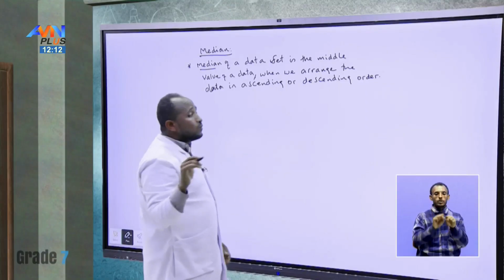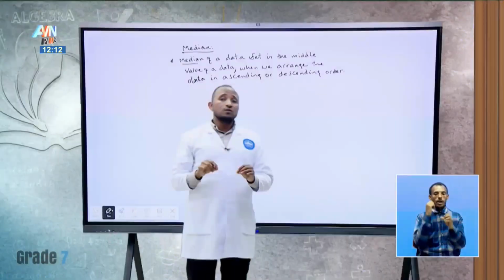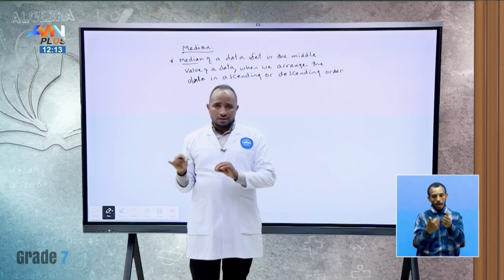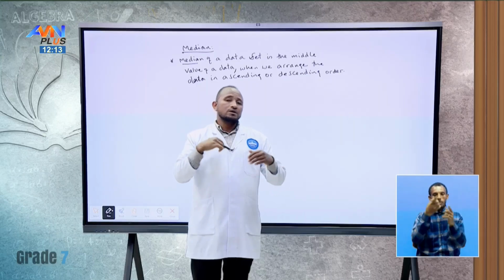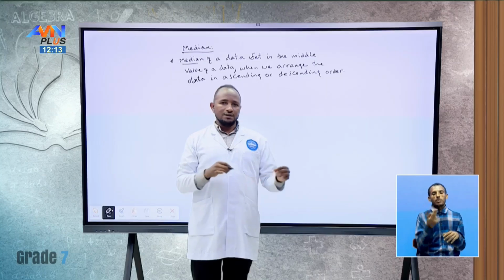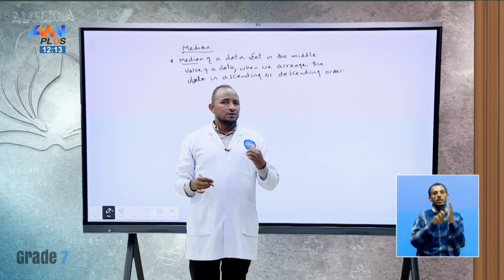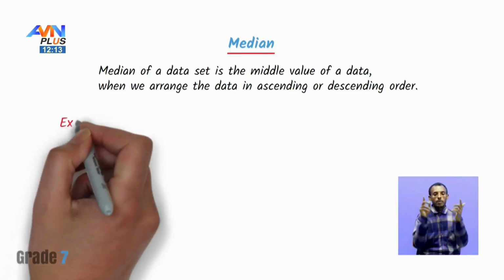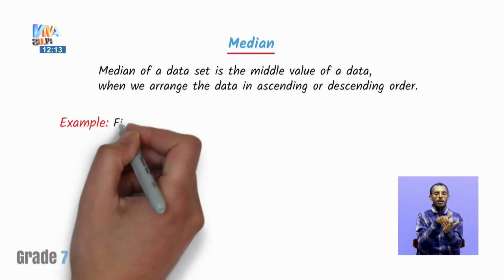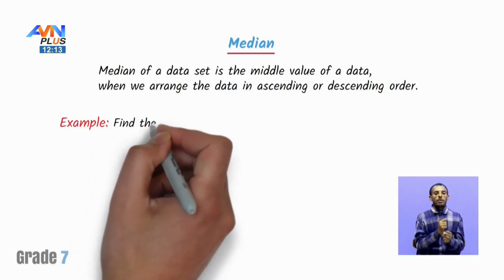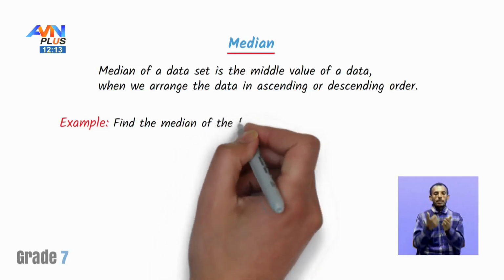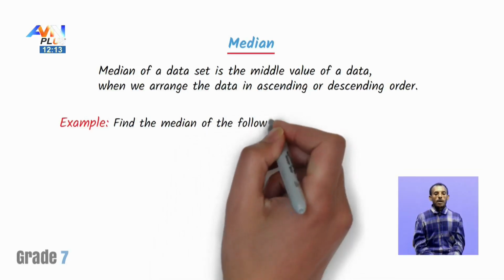So when we calculate the median of a given data set, don't forget to arrange the given data set in ascending or descending order. Most of the time, I prefer to order the data set in ascending order. Now we'll see this through an example. Example 1. Find the median of the following data set.